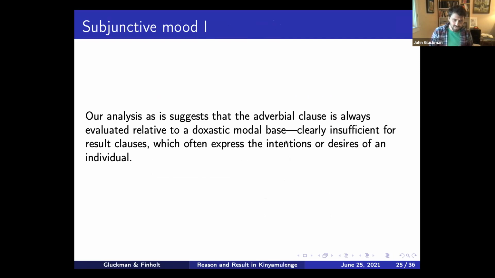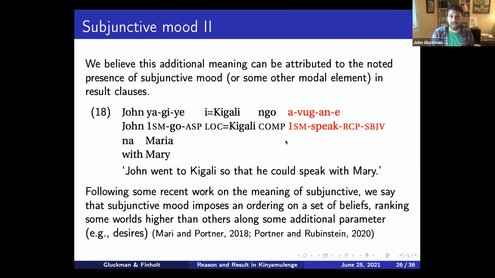And so our analysis is a little bit suspicious, because we're saying that this complementizer is always reflecting a doxastic state, and it's sort of not, so it's not really getting that extra meaning of result clauses. We of course recognize this as a problem, but we think this is a very solvable problem because, if you'll recall, in Go clauses, they really need some other modal element inside of them. So they really like to occur with subjunctive or maybe some other overt modal.